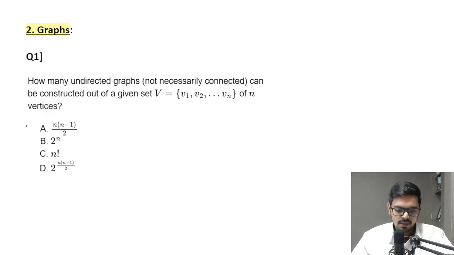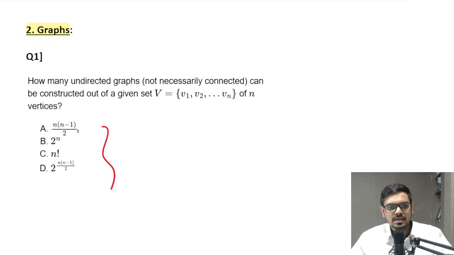Understood? Now, let us solve GATE PYQs on graphs. Pause the video, try, then look at my solution. Tried? I do not know, a lot of students will make a mistake here. They will say, sir, by looking at the option, our brain was like, yes, n into n minus 1 by 2, we have seen in the class. So that is the answer, right? Wrong.